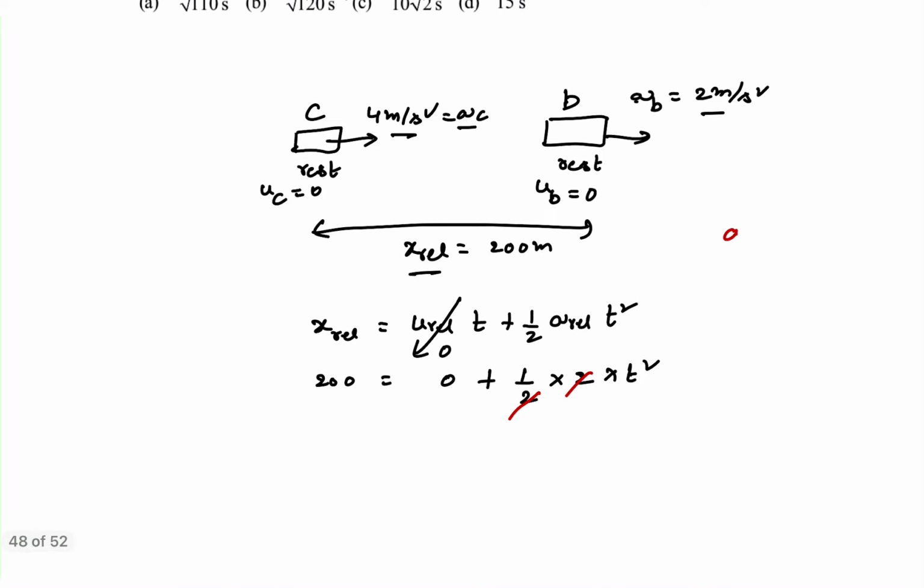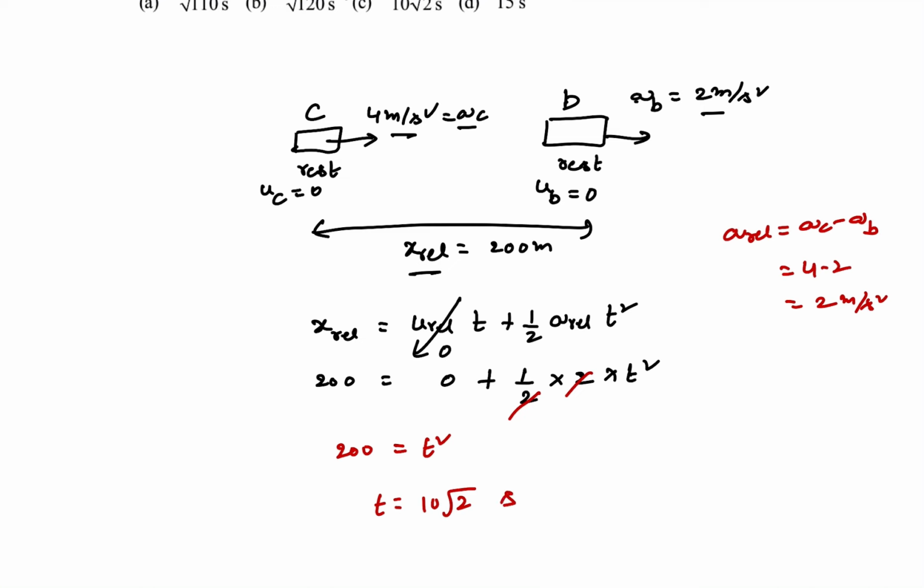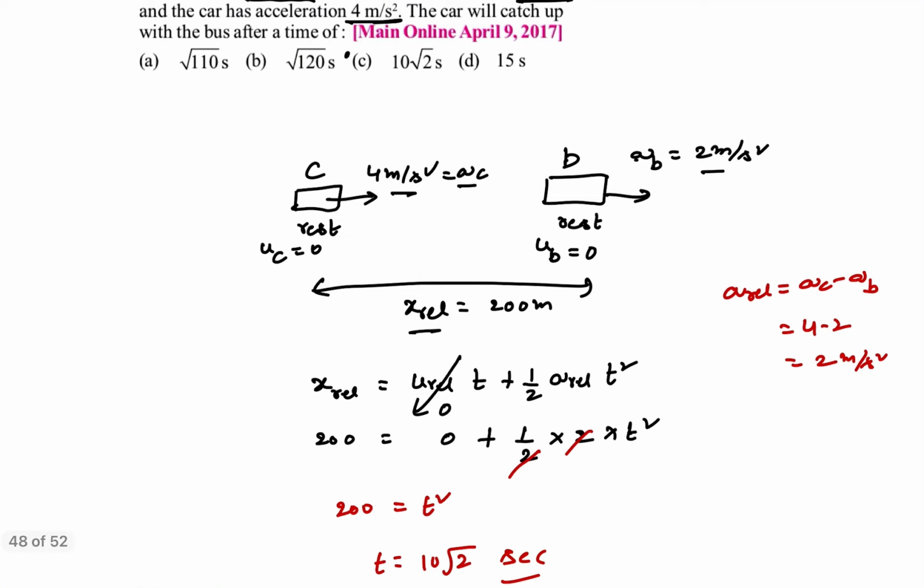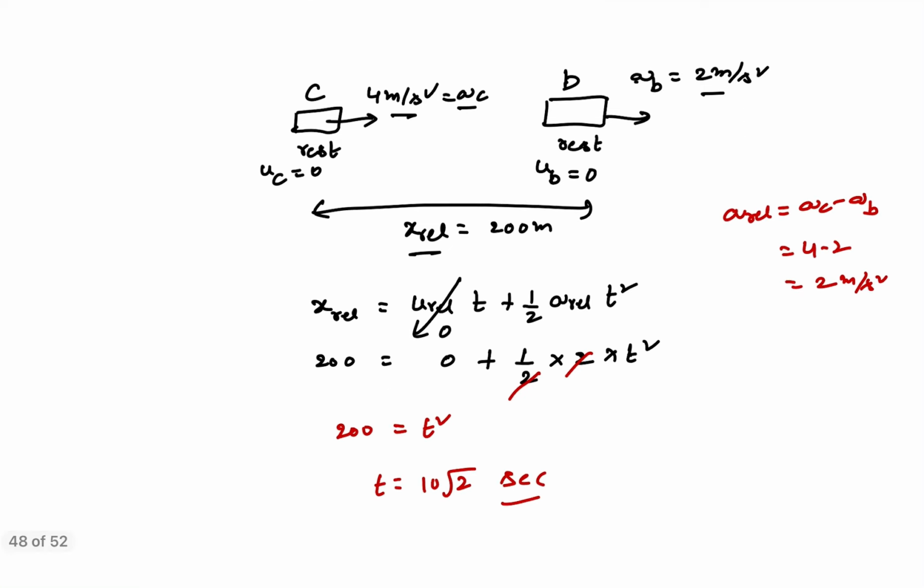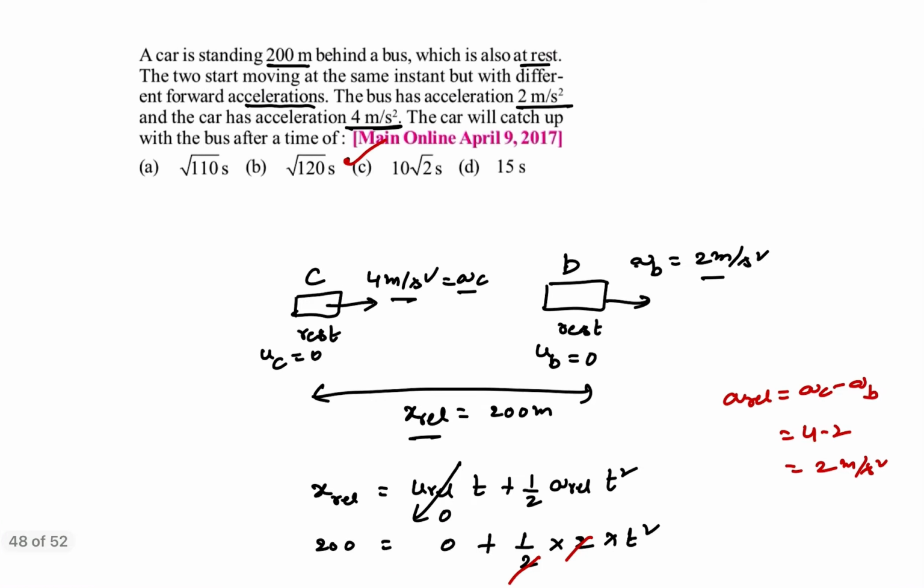You can get the 2 and 2 cancelled. Finally, a relative is 2, acceleration of the car minus acceleration of the bus, 4 minus 2 is equal to how much? 2 meter per second square. Okay, so we can write 200 is equal to t square, so t is equal to 10 root 2 seconds we will get. So here the option is C.